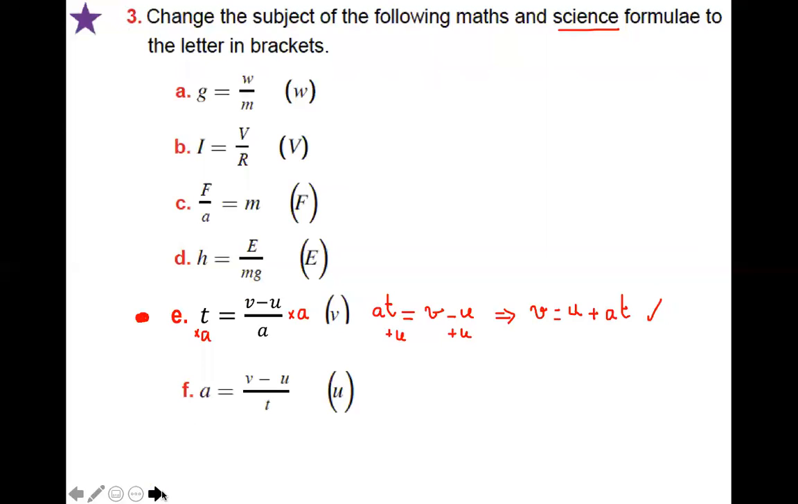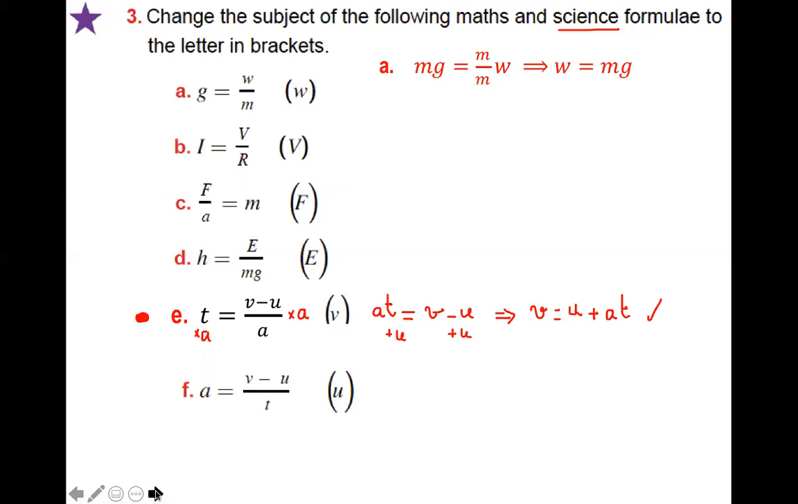On the next exercise, we are looking at letters now, because they're used in science formulas. The letter in the bracket is what they ask us to make the subject. To do that, I've got to divide by m. The opposite of dividing by m is to times by m. Then you get mg equal m divided by m, which is 1 w. So 1 w, we just write it as w.